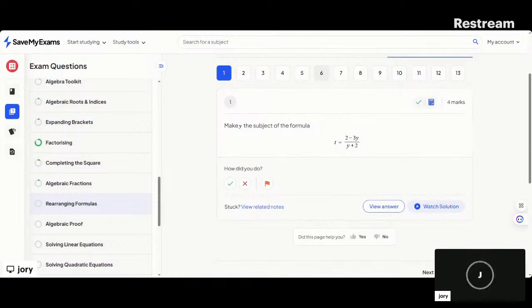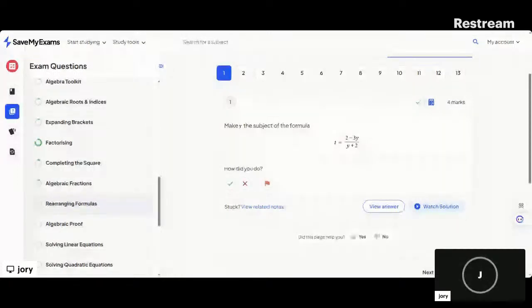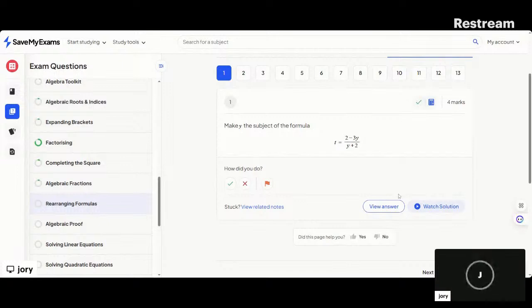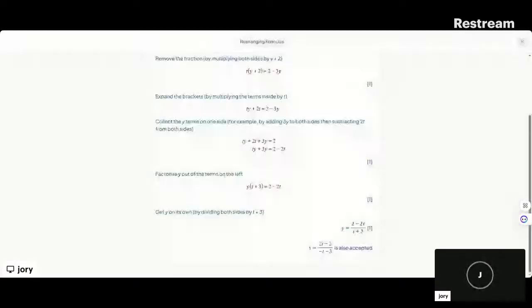I could... Okay, so it's gonna be yt plus 2t equals 2 minus 3y. Minus 2 and add 3y and minus 2t. So it's going to be yt plus 3y equals 2 minus 2t. And then y times (t minus 3) equals 2 minus 2t. And then divide by t minus 3. So y equals (2 minus 2t) over (t minus 3).